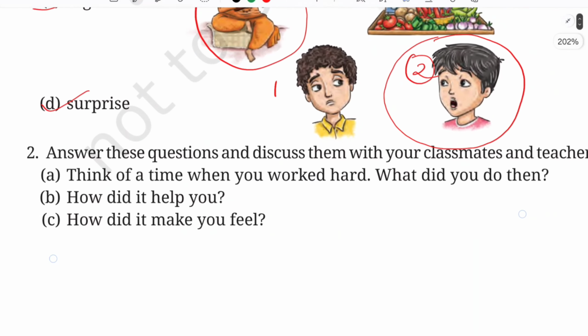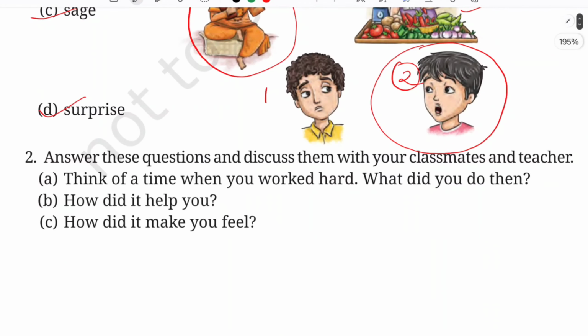So next question, let us see. This question you need to do on your own, but let us discuss, and I'll give you some hints on what you can write here. Answer these questions and discuss them with your classmates and teacher. First, think of a time when you worked hard. What did you do then? Think of a time when you worked really hard, and what did you do? How did you do it? You have to write your own answer.